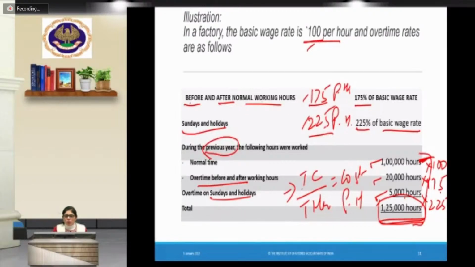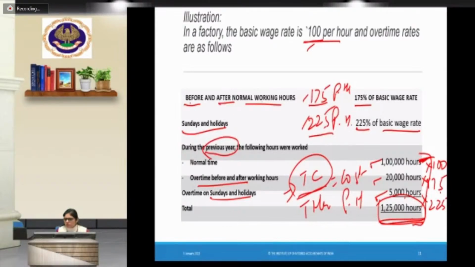So what will be the total cost for these hours? Can you give me the total cost? Anybody? 1 lakh into 100, 20,000 into 175, 5,000 into 225. Yes, labor cost is the CTC, cost to the company. Rightly said, Abhishek Pandey. Labor cost is actually the cost to the company. Clear? And earnings is the net amount, the takeaway which is received by the employee. So labor cost is actually CTC. Rightly said. All right.